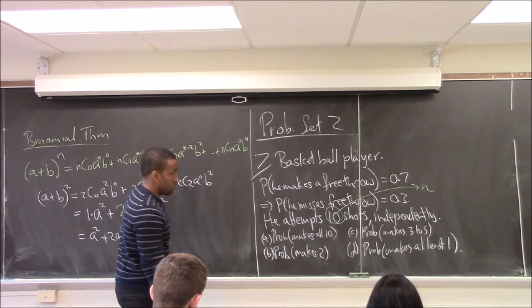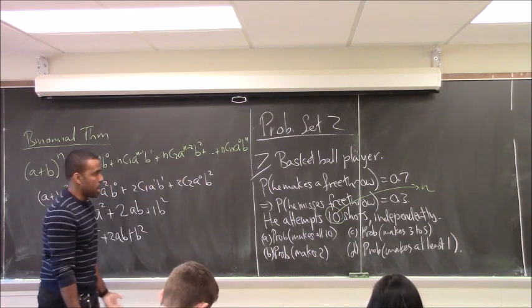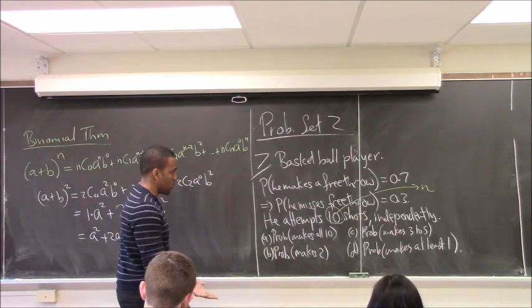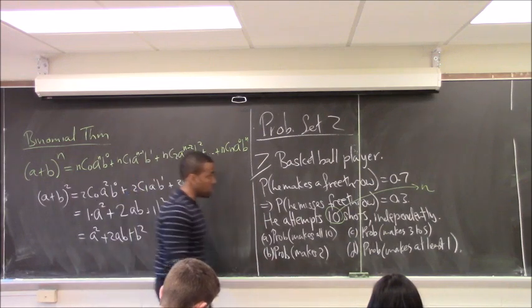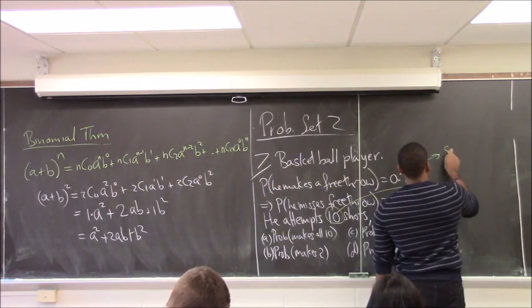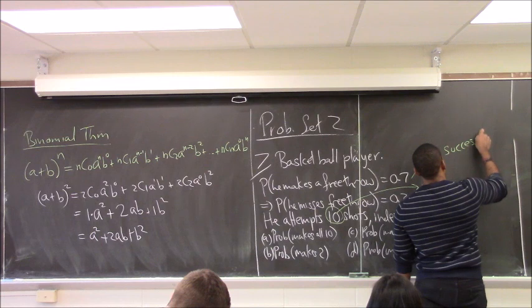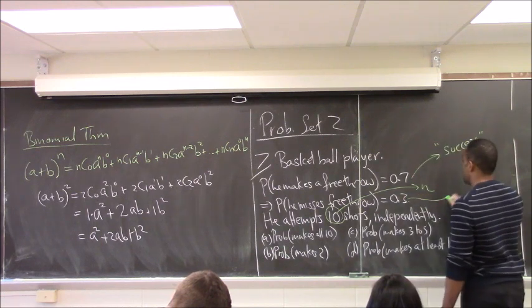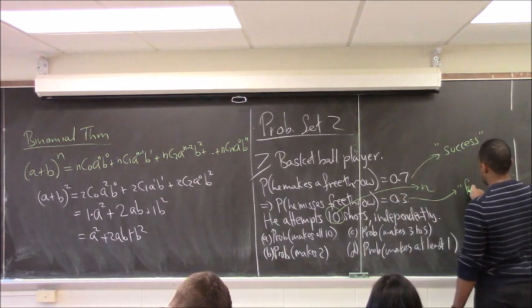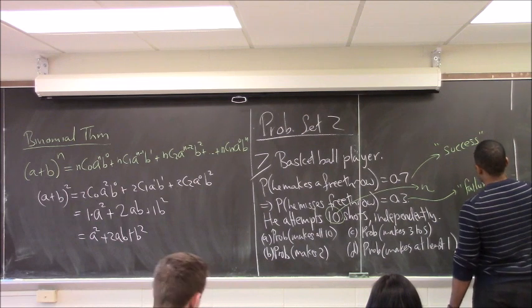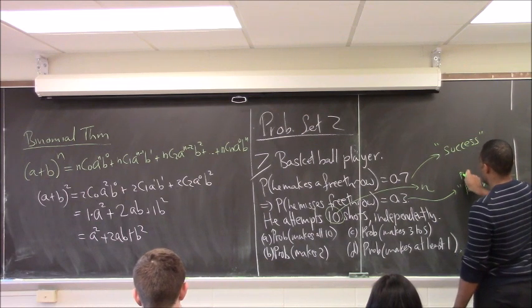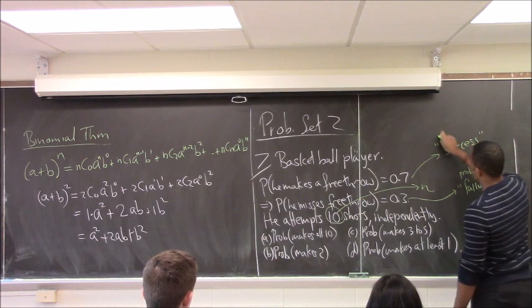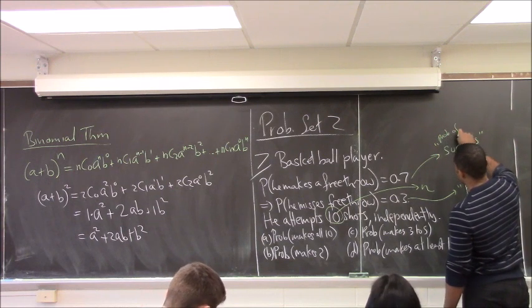We also know there are only 2 possibilities when this is happening. Either he's going to make the free throw, or he's not going to make the free throw. This here is going to be our success, and this here is going to be our failure. More specifically, this is the probability of failure. It's the probability of success.